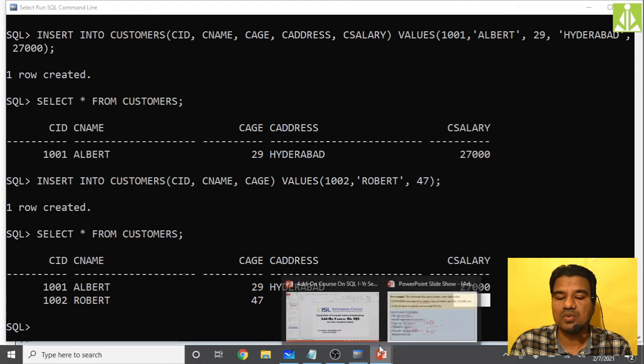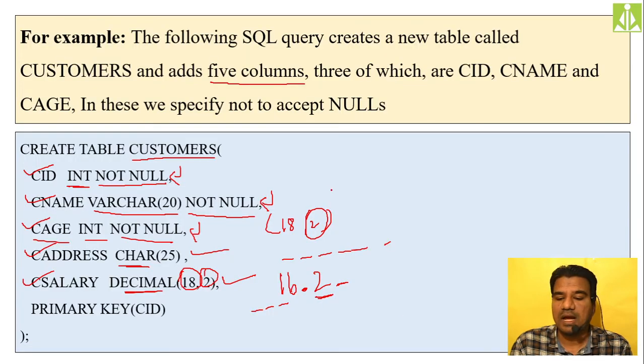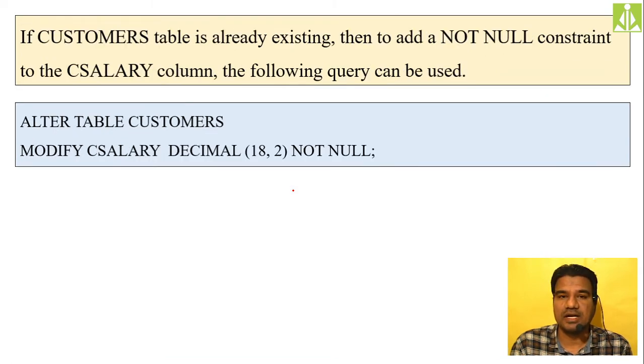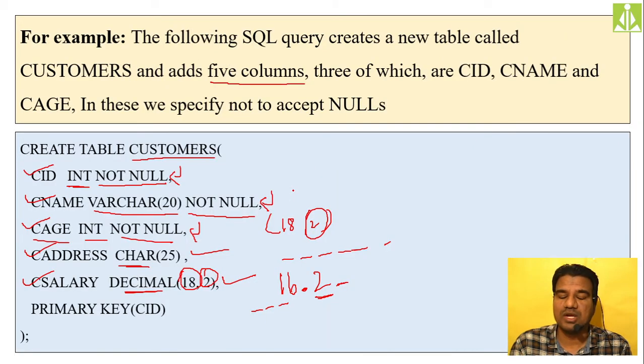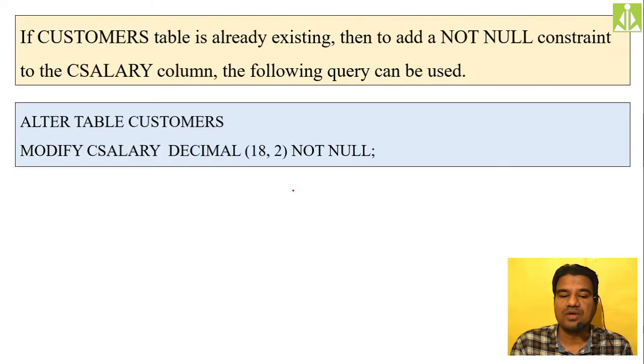So in this way you can create the table and you can impose the not null constraint on the table columns. Okay, you have to remember this one. This is one of the important constraints, the not null constraint. Now, how you can impose the not null constraint at the time of creation of the table, that we have seen. Now as the customers table is already created, I want the C address to be not null, or salary to be not null. Let us say salary to be not null.